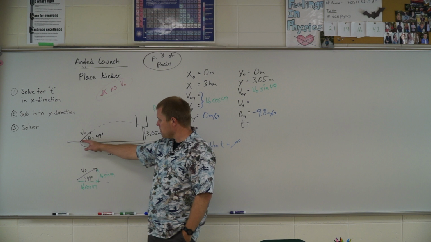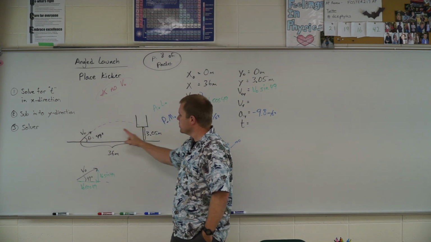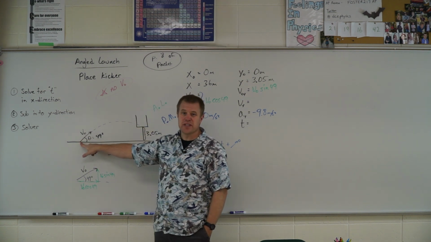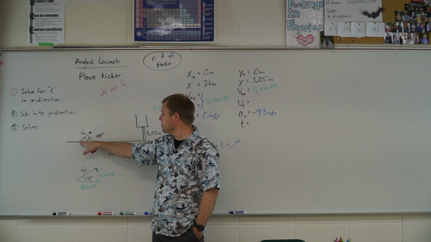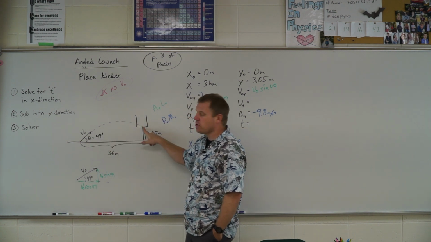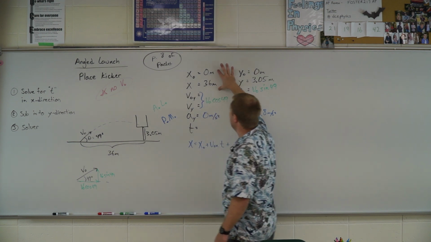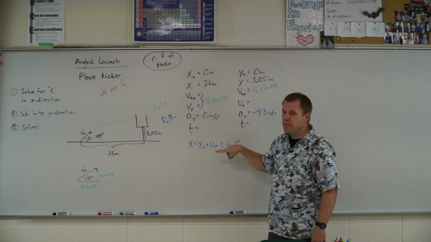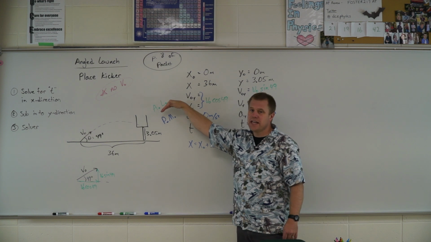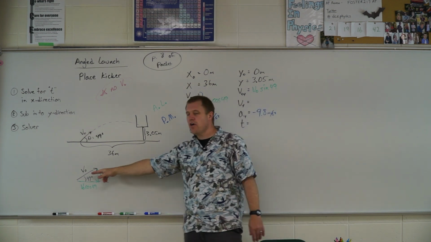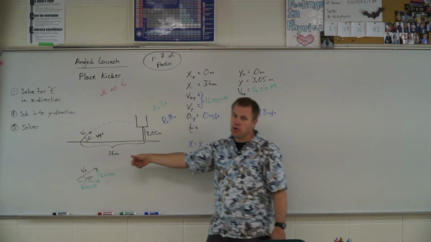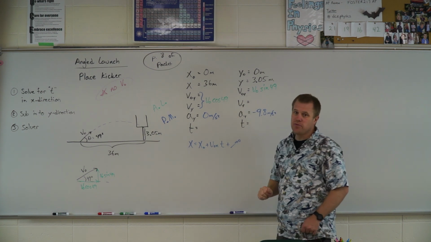Okay. So in order to clear that crossbar, it's going to start here, and I'm going to choose that as my origin. So x equals 0, y equals 0 there. And 36 meters over in the x, 3.05 meters high in the y. So I'm going to go ahead and fill that in. This is a 2D motion problem, projectile motion, angled launch. Even though I don't know what v0 is, I still resolve it into those components and plug it into my list of variables.